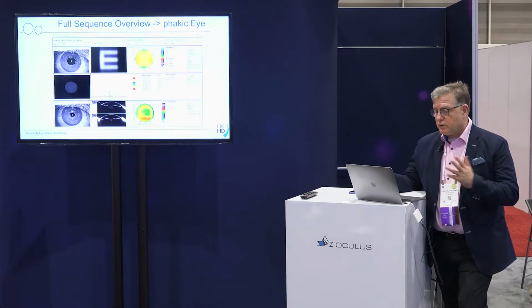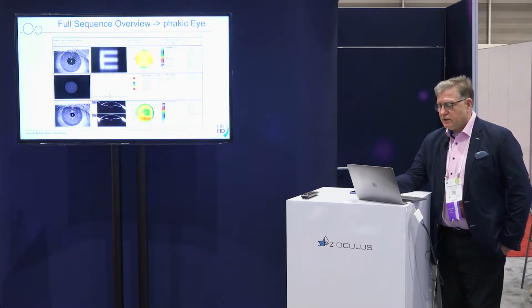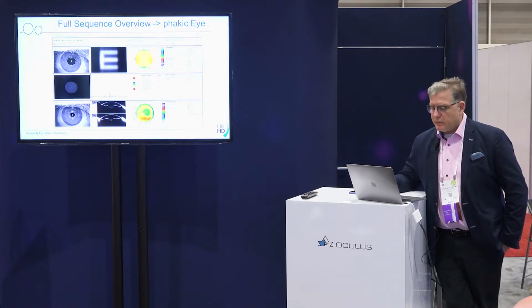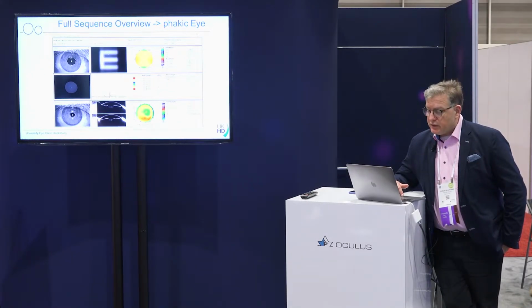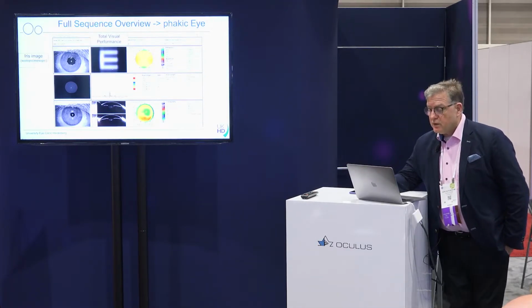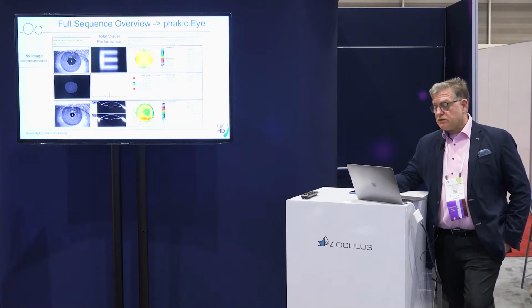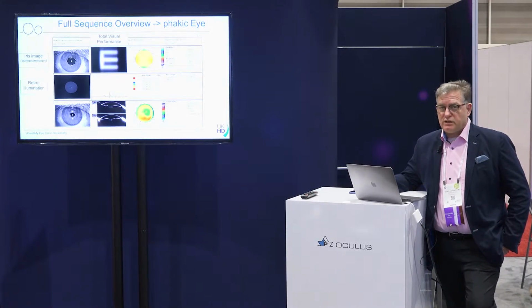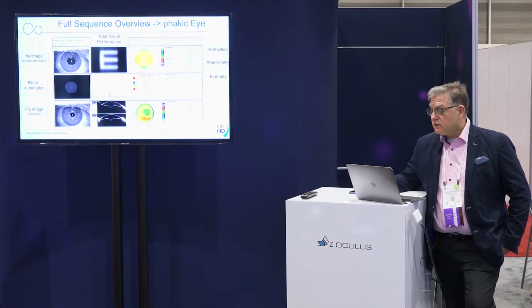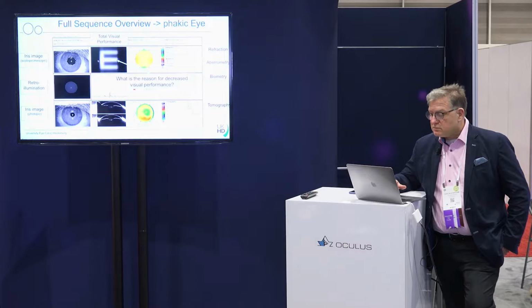So this is a full sequence overview of what you get here in a normal phakic eye, or not really normal, because you see already that there is some issue here with the visual quality. So you have the total visual performance. You have the iris image, the scotopic and mesopic version of it, retroillumination, iris photo. Then we have the refraction, the aberrometry, biometry, axial length, and so on, tomography. And the question is, why is the total performance here so fuzzy?